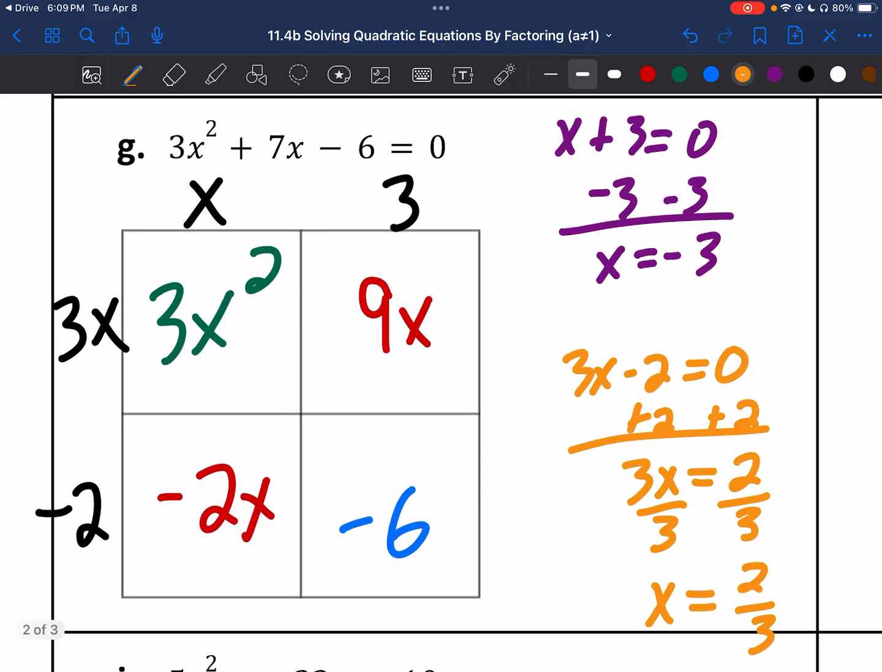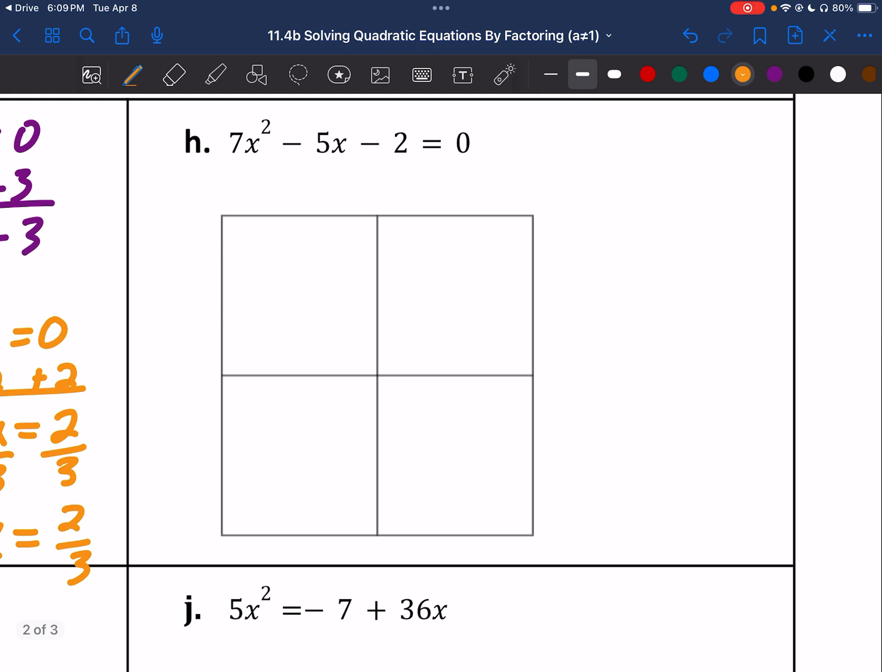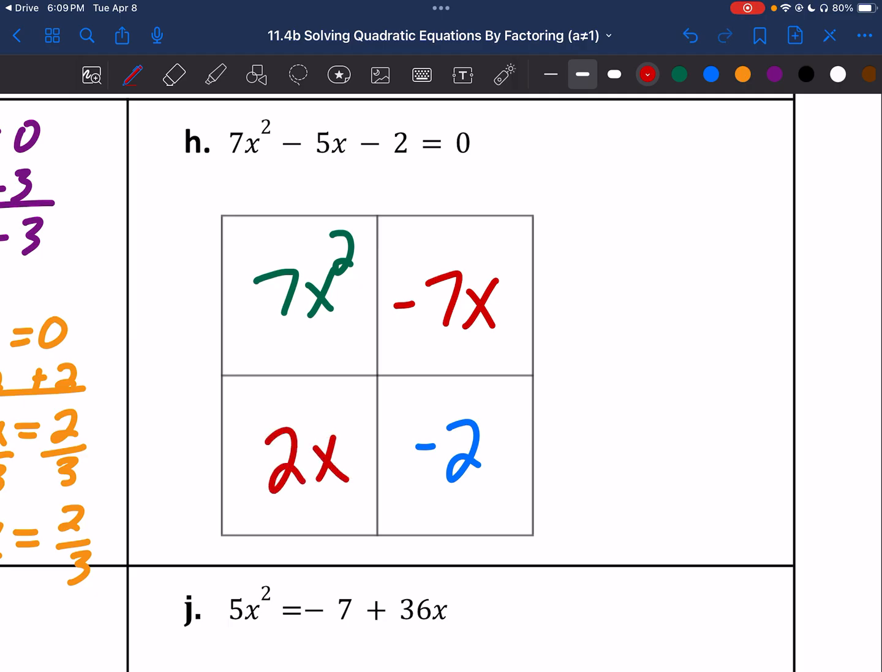All right, letter H. We're looking for factors of negative 14 that are going to add up to negative 5. So my factors of negative 14 that add up to negative 5, we have minus 7, and we have a positive 2x. So my first column, 7x squared and 2x, my common factor is x. My second column, negative 7x and negative 2, common factor is a negative 1. My first row, 7x squared, negative 7x, common factor, 7x. My second row, 2x and negative 2, common factor is a 2.